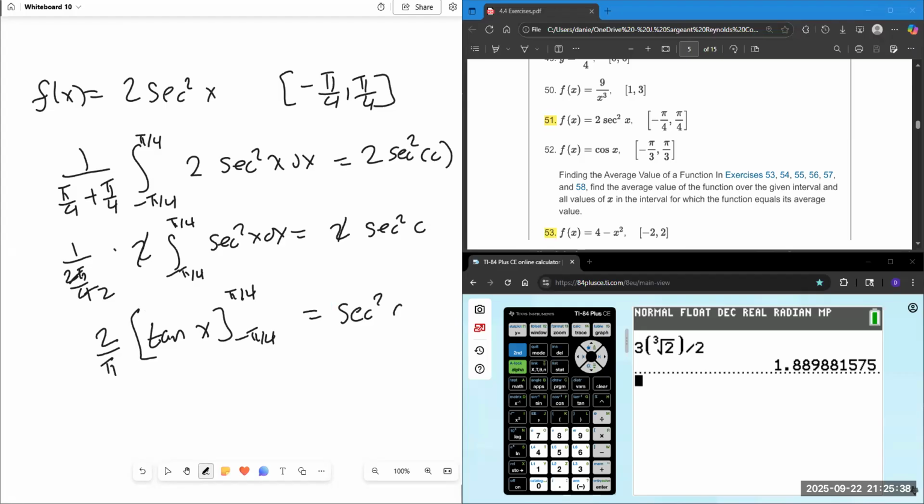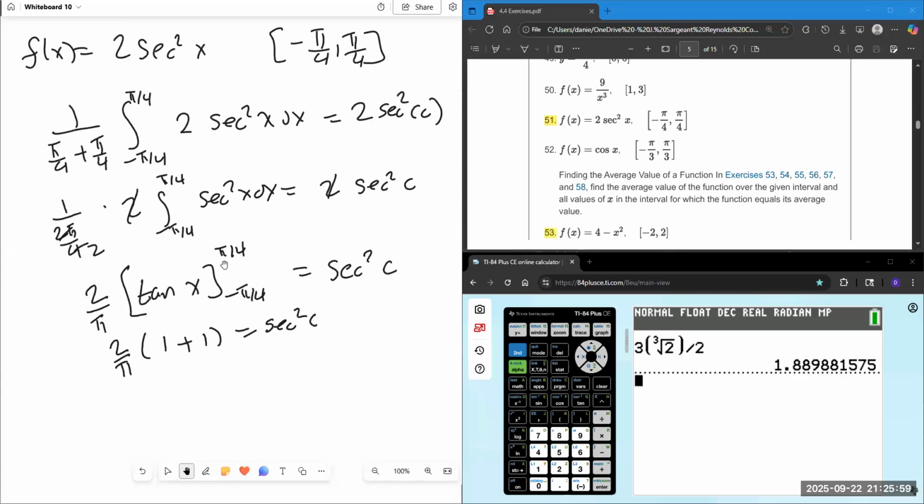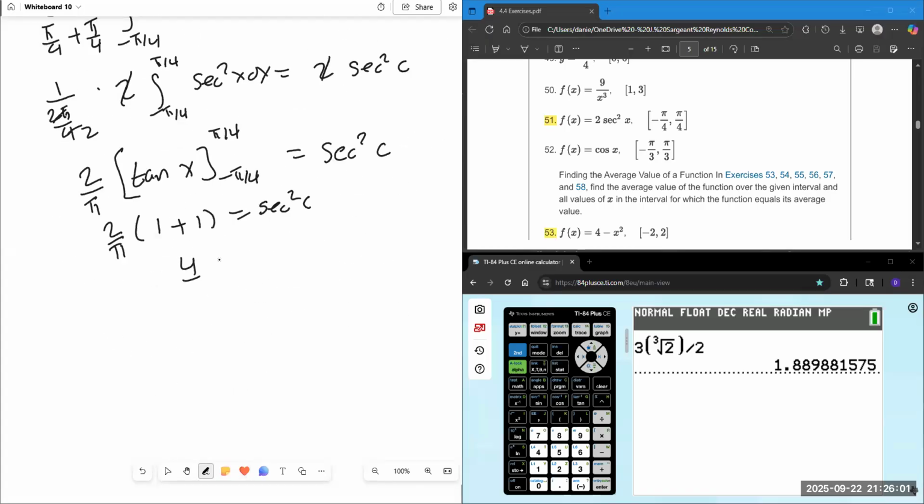This is secant squared c. So this is 2 over pi, and then tangent of pi over 4 is 1, minus tangent of negative pi over 4, which is negative 1. So this is equal to secant squared c, and this is 4 over pi, equal to secant squared c. So cosine squared c is pi over 4.